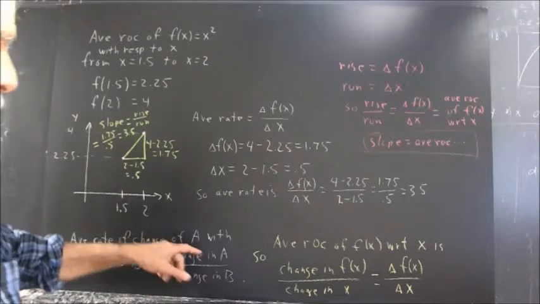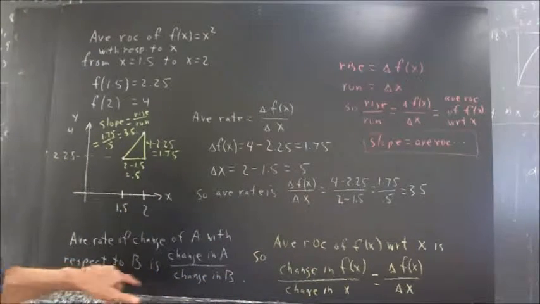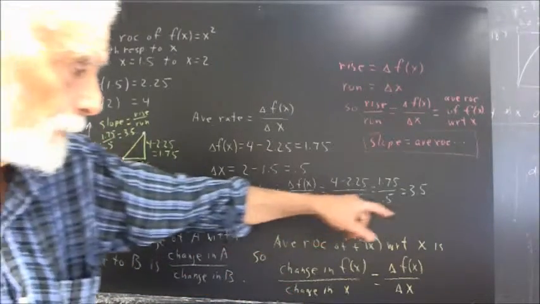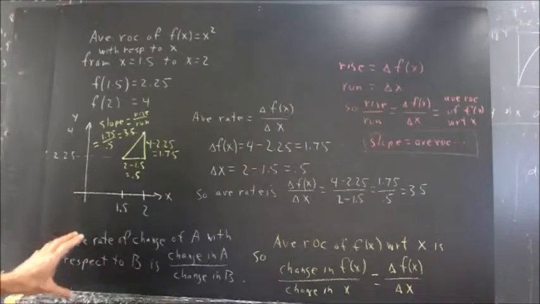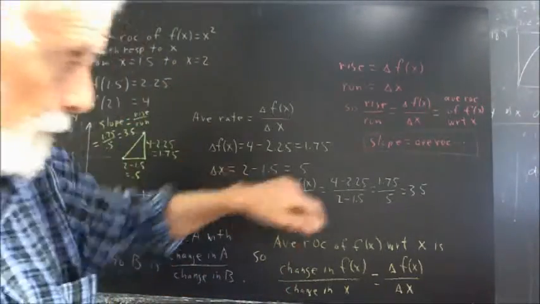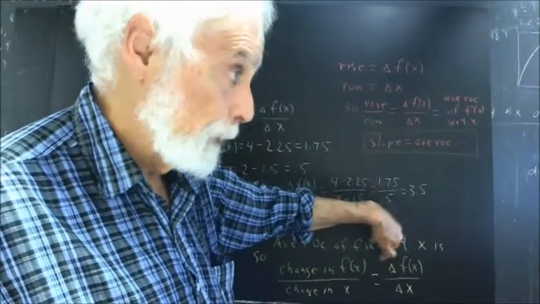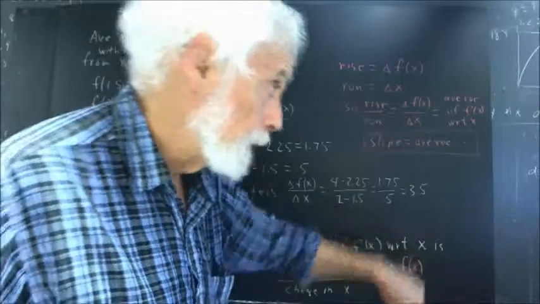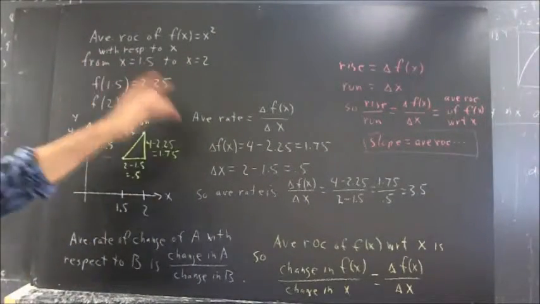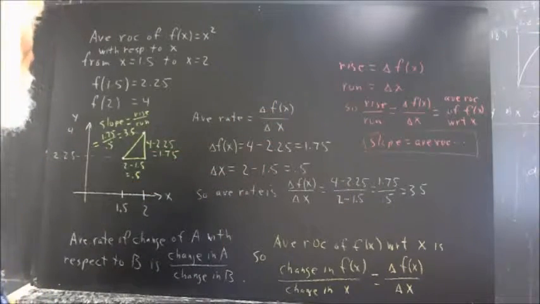Instead of change in a, we would have change in f of x. Instead of change in b, we would have change in x. So average rate of change of f of x with respect to x, consistent with this definition, is change in f of x divided by change in x, which is denoted with the delta sign. Delta f of x means change in f of x. Delta x means change in x. So the average rate is going to be the change in f of x divided by the change in x.